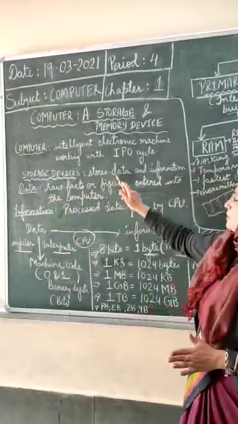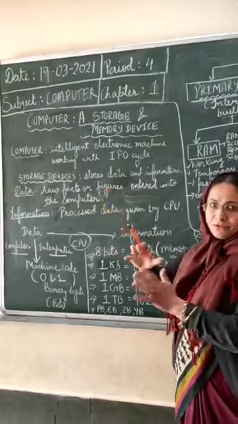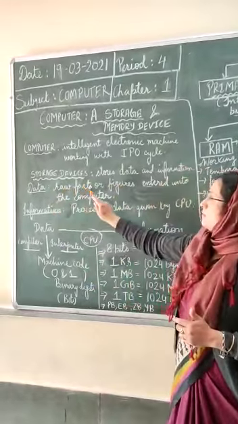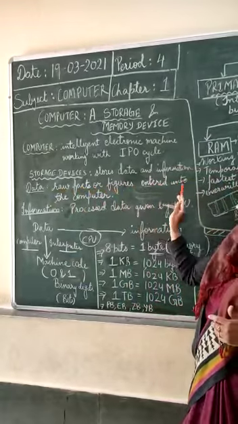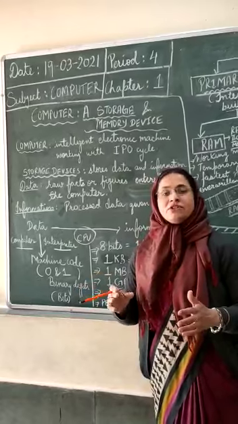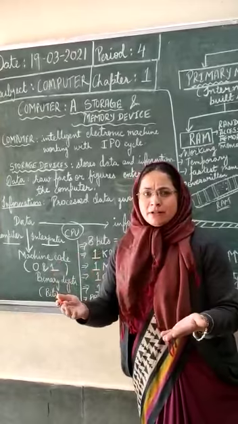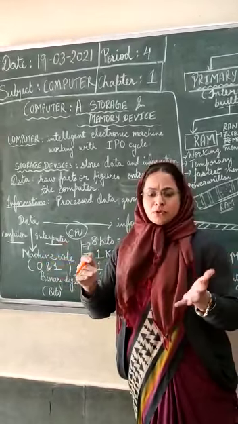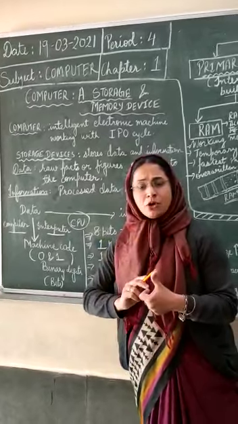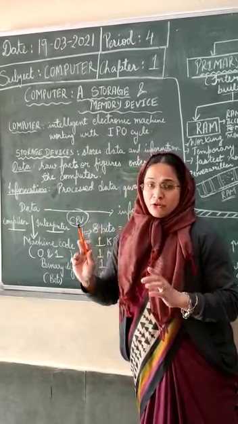Now we come across two words, data and information. There is a difference between them. What is data? Data is raw facts or figures entered into the computer. Raw means something which is not worked upon by the computer. Facts and figures means anything which we enter in the computer. It can be a word, a number, a picture, a video, or audio. All these are facts and figures which are called data.